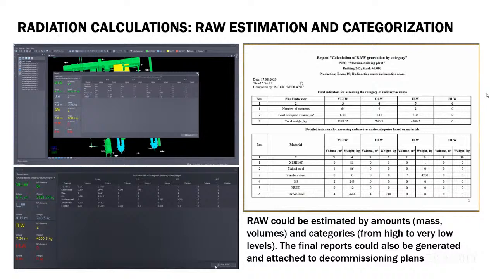Let's say here are just some screenshots of how we apply the systems. You can see some tables, some calculation of radioactive waste generated, and its automatic separation along its categories. And also we can provide automatic report generation for this.